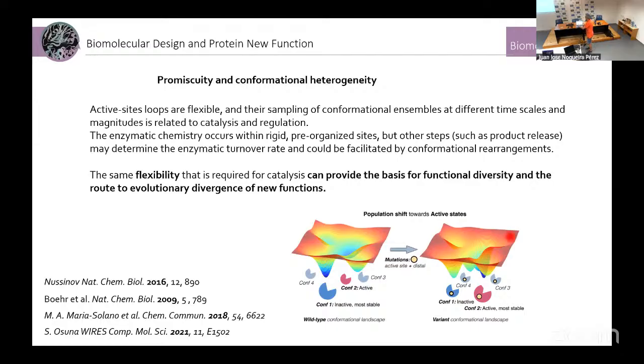And this provides the basis, first, for functional diversity, so why proteins are promiscuous, and a route to evolutionary divergence for new functions, so to create new functions in proteins. And this is what nature has been doing for many, many years, right? Starting from one scaffold and evolving it, so changing this free energy landscape to access new functions.